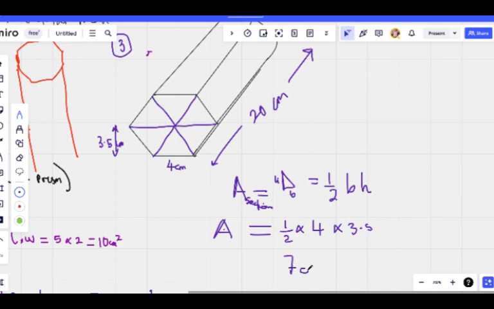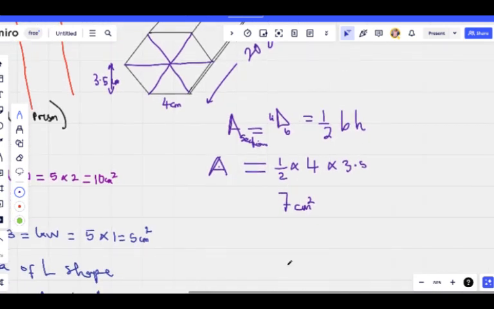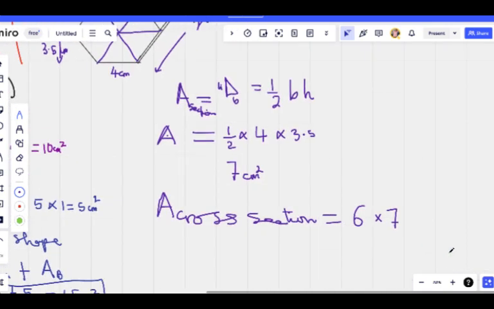So to get the total cross-sectional area, or the total base area, because there are 6 triangles that make up the hexagon, you say 6 times 7. 6 times 7, we get 42, right? This prism, they can give you any type of prism in the exam.